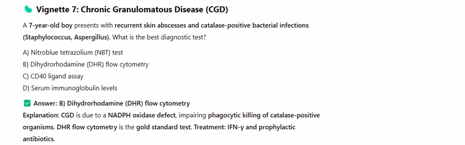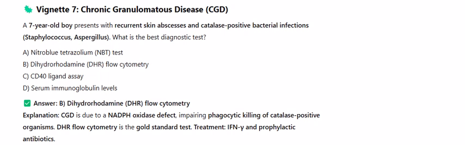A 7-year-old boy presents with recurrent skin abscesses and catalase-positive bacterial infections, Staphylococcus, Aspergillus. What is the best diagnostic test? A. Nitroblue tetrazolium NBT test. B. Dihydrorhodamine DHR flow cytometry. C. CD40 ligand assay. D. Serum immunoglobulin levels. Answer B. Dihydrorhodamine flow cytometry.